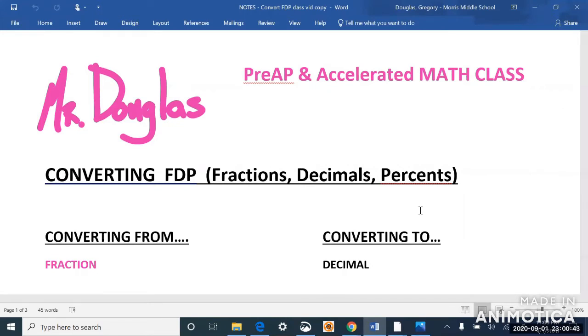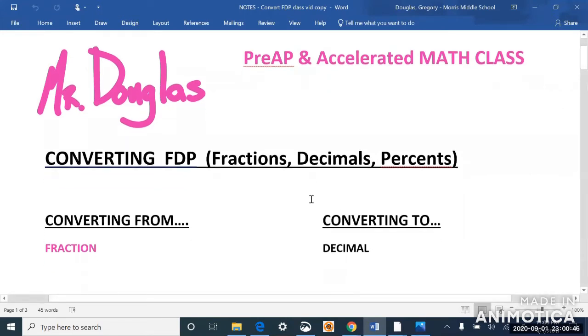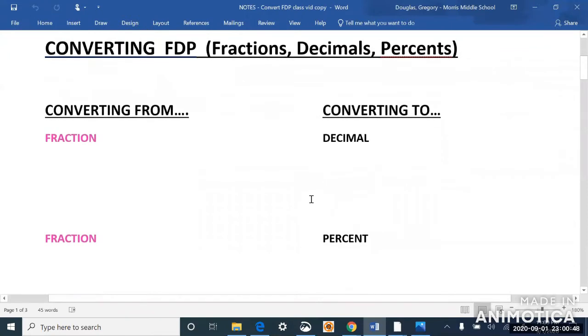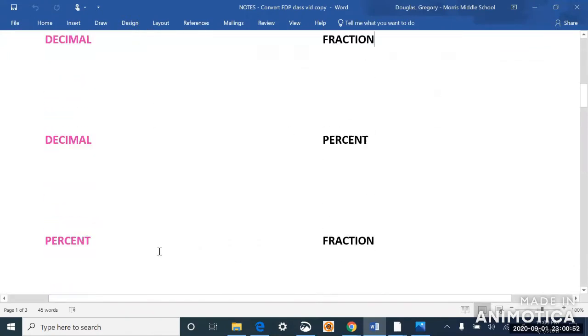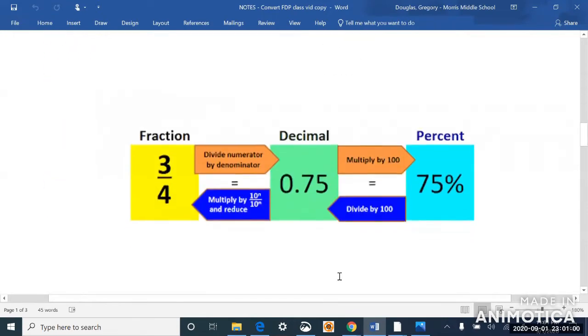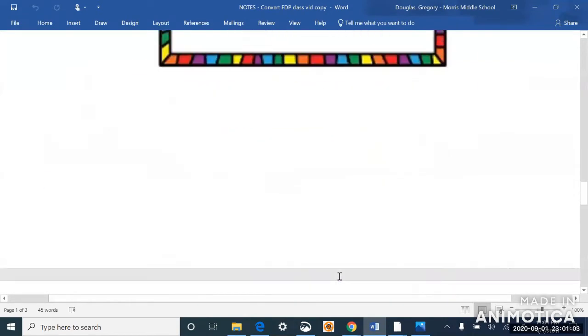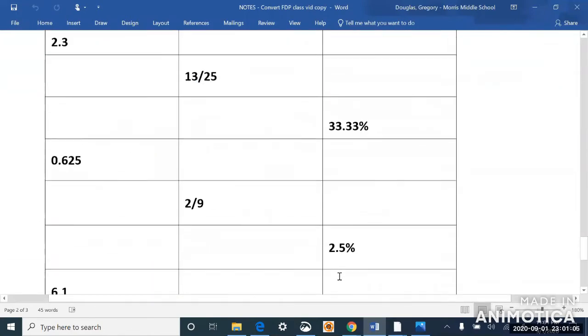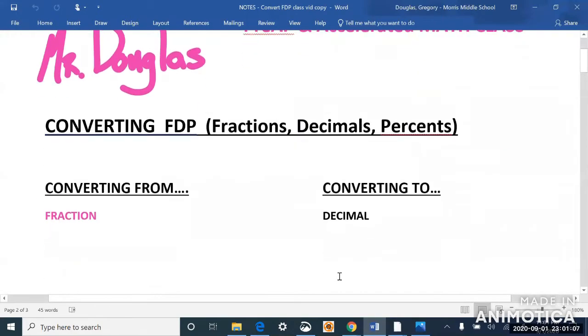All right, so let's look at the first one. I'm going to show both fractions, fraction to decimal, fraction to percent. And then decimal to fraction, decimal to percent, and then percent to fraction, percent to decimal. So there's really 6 pathways, okay? And there's a couple pictures that I'll share with you and go over, okay? And then at the end, I'm going to give you a little practice, and I'll do some examples, okay?